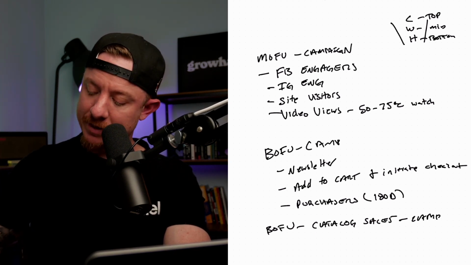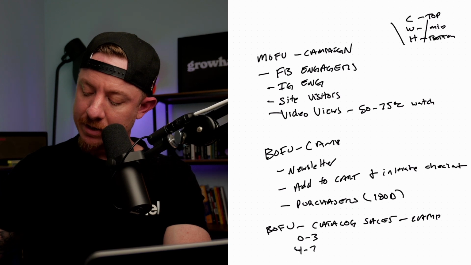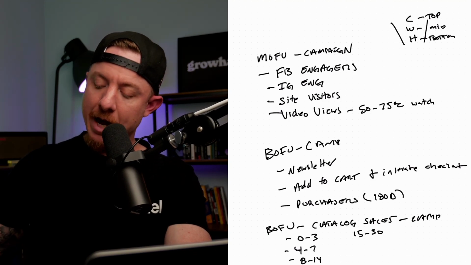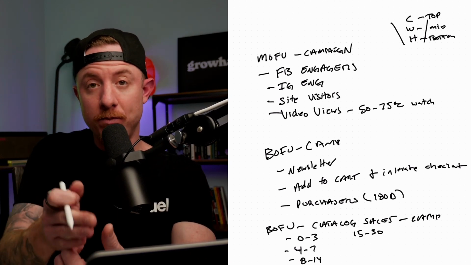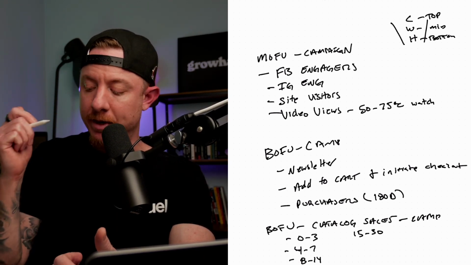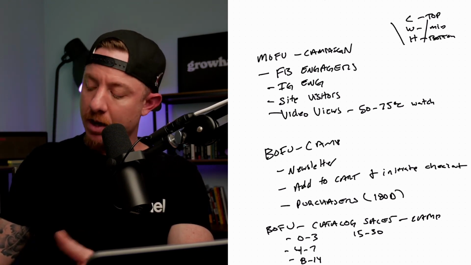Now I like to segment this from 0 to 3 days. This one will be 4 to 7 days, 8 to 14, and you'll have another one. So these are all ad sets. And then this one will be 15 to 30 days. Now, as they go from add to cart, day 0, today, they add to cart and they abandon, to day 30, you need to over-incentivize them to come back.